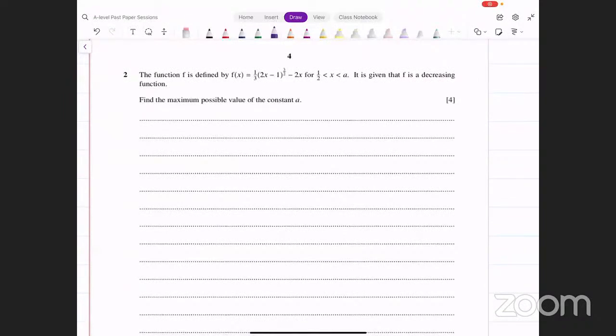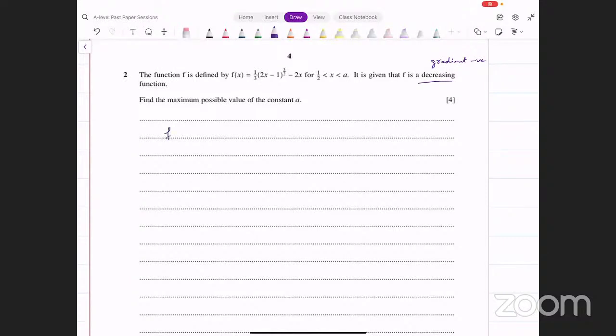अच्छा, so the function f is defined by this for x between 1/2 and a. It's given that f is a decreasing function. Decreasing function क्या होता है? Decreasing function वो होता है जिसमें gradient आपका जो है वो negative होता है. Derivative आपका negative होता है. That's a decreasing function. Okay. Given that, we have to find the maximum possible value of the constant a. तो हम क्या करेंगे यहाँ पे? We're going to find the derivative, and we're going to put the derivative less than 0. ठीक है, उसको negative input कर देंगे.